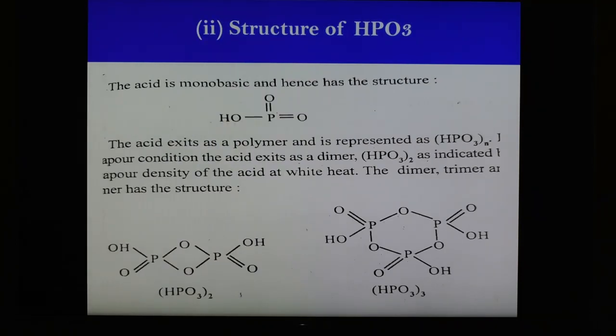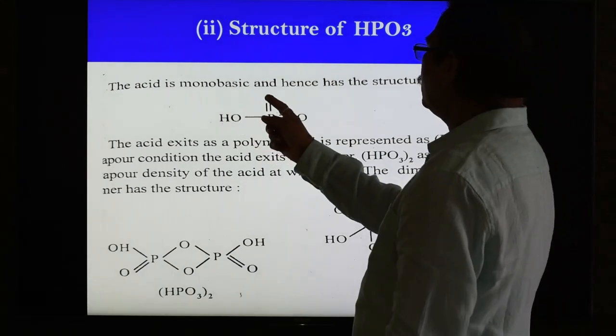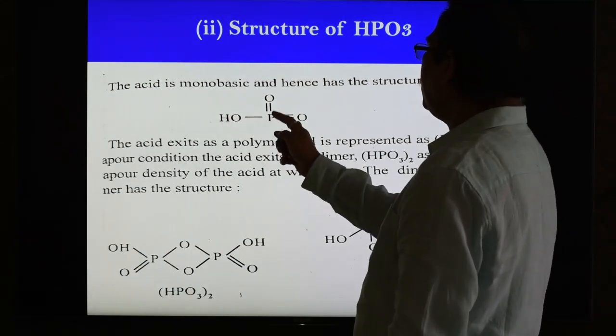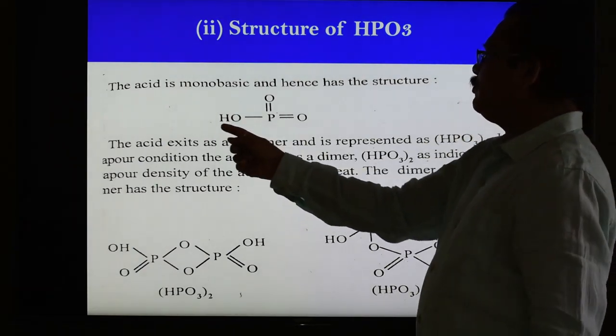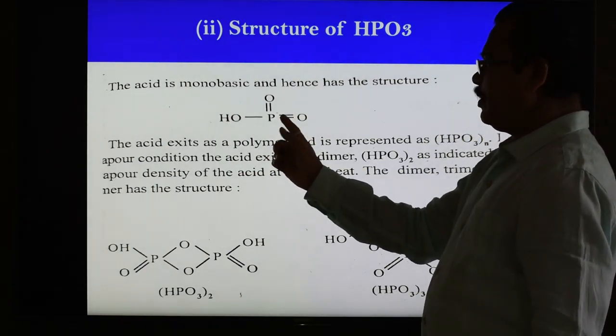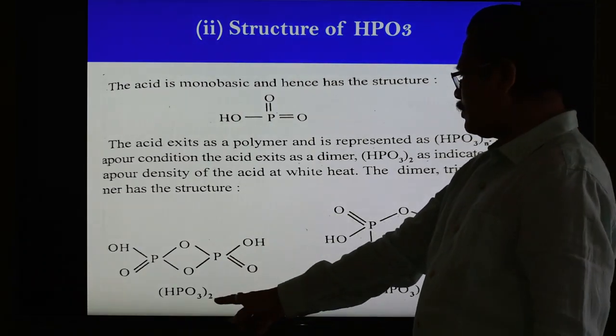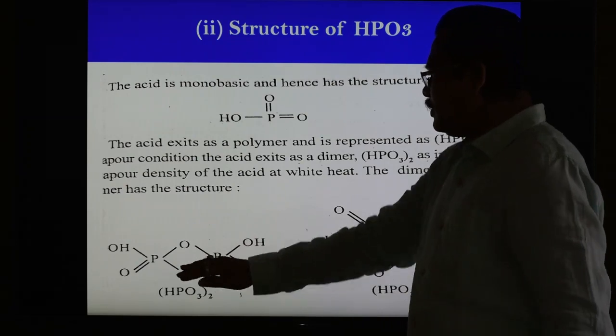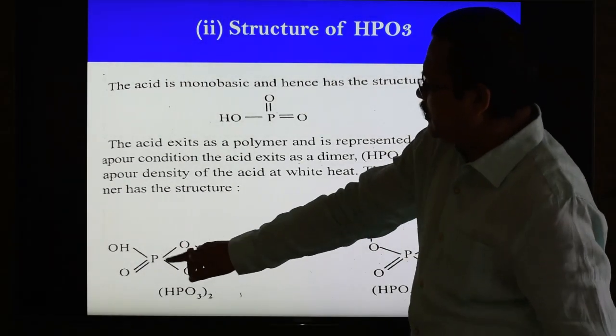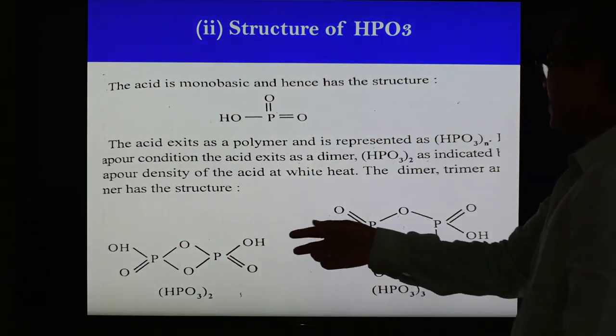Next is the structure of HPO3, the fourth one. HPO3 is a monobasic acid, and its structure is shown here. Only one replaceable hydrogen is there, because one OH group is there, so this is the monomer. It can form a dimer. Here this is the dimer, where 2 molecules get joined. If you see, this is one and this is another one. Two molecules joined, and this is the dimer.